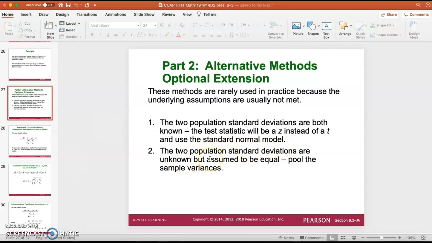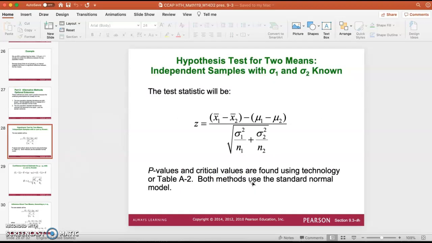Then the second case, which could be a bit more likely, is that the two population standard deviations are unknown, but they're assumed to be equal. Then you use what's called a pool of the sample variances. And so they will find that they basically just have slightly different formulas, but a lot of the general principles are the same.